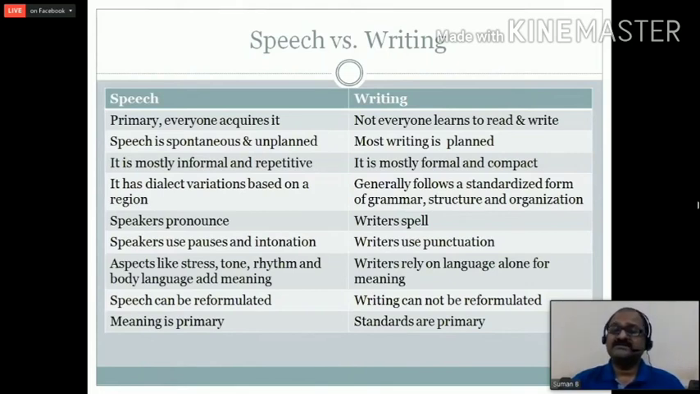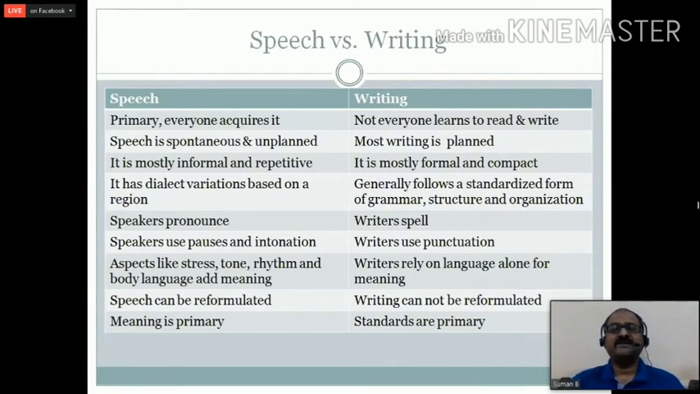Everyone acquires it. What do we mean by this statement? This means that spoken mode of communication is primary for all languages. So all languages are primarily spoken, right? They are not primarily written. So whoever is learning a language for whatever purposes, first they need to learn the spoken mode. Only then can you go to writing.